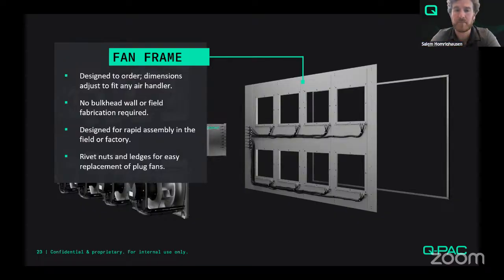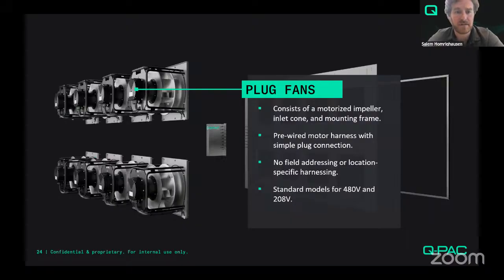So the next piece are the plug fans themselves, or the motorized impellers. Each ECM plug fan assembly consists of a motorized impeller, an inlet cone, and a mounting frame. Little sneak peek, we are looking at potentially changing that design too, but that's more of an R&D side. The idea though is we have 13 or 14 of these standard ECM plug fan options for the product, for the MPF. The idea is that our product is available over a wide range of performance.